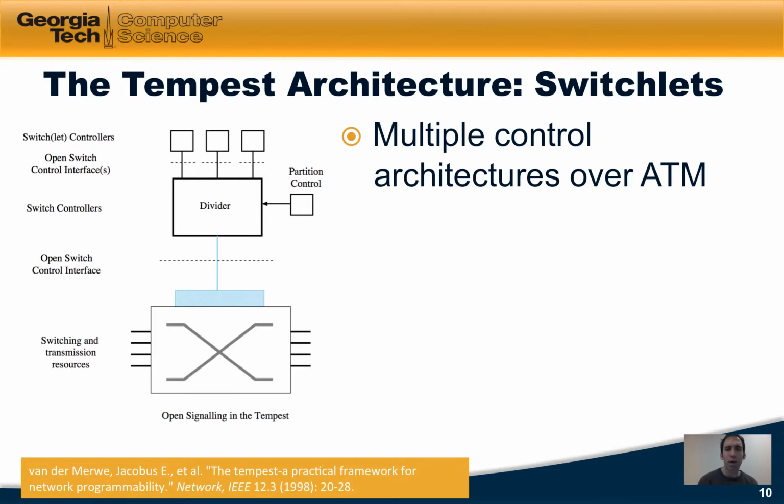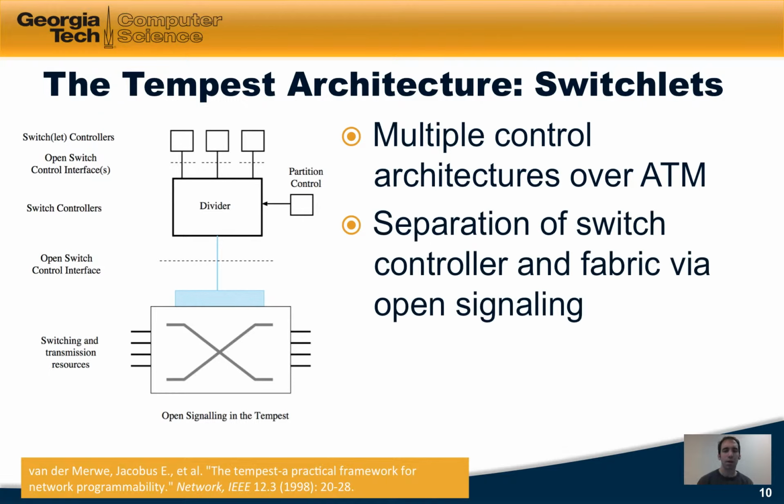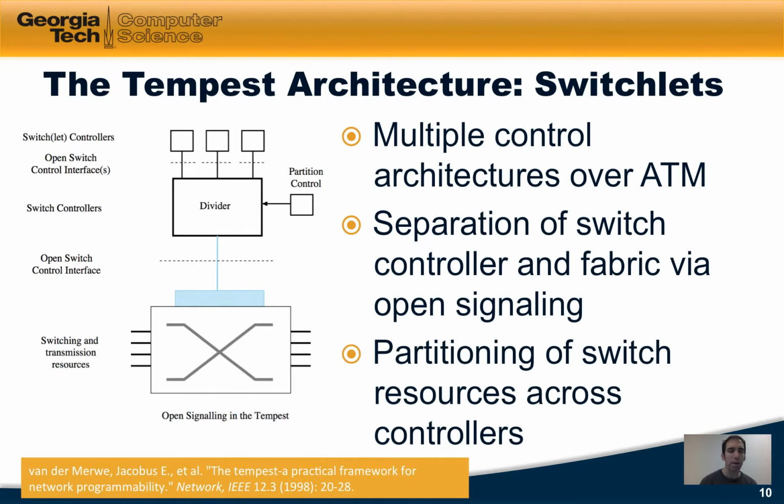So the idea or the motivation behind switchlets was to allow multiple control architectures to operate over a single ATM network. The open control interface separated the switch controller and the fabric via an open signaling protocol, and the divider partitioned the switch resources to allow multiple controllers each to have their own view of a logical switch. Indeed, that looks a little bit like FlowVisor, something that we will explore a little bit more when we talk about modern SDN architectures, in particular OpenFlow.